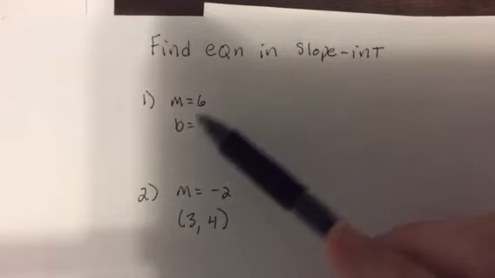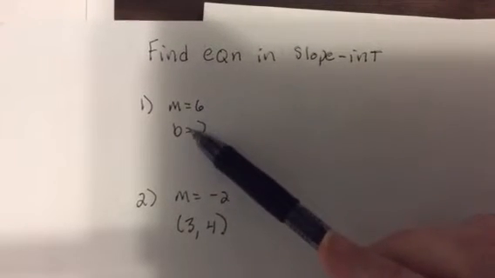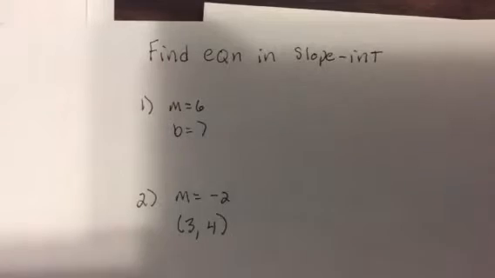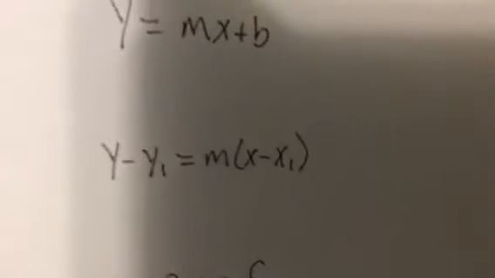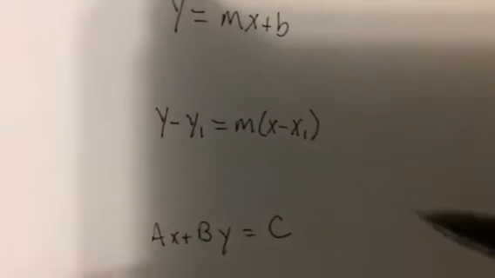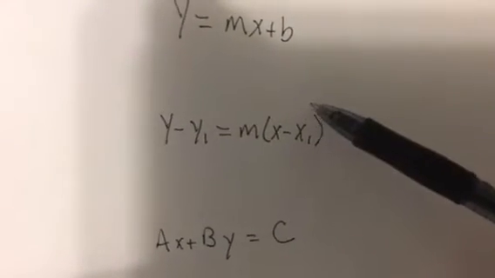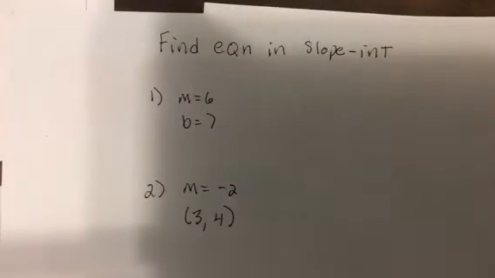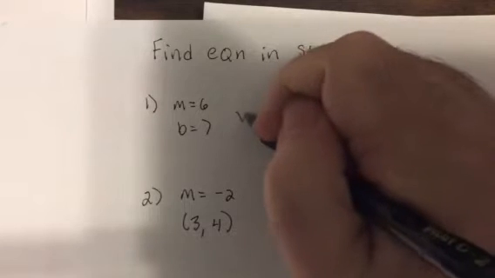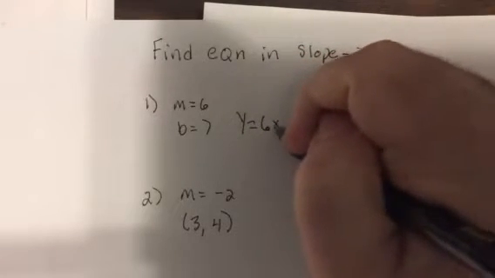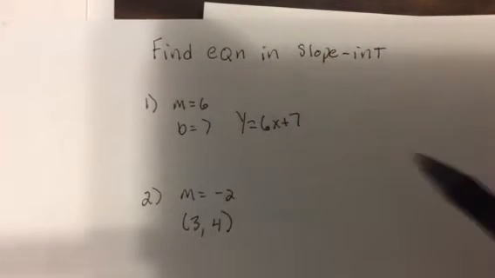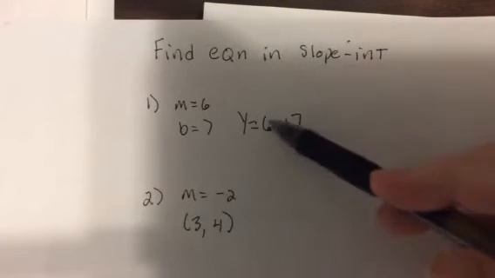So, first problem, I'm given a slope and intercept. What formula should I use? Let's see, which one deals with slope and intercept? Slope-intercept. So I just plug it in. And since it says I want it in slope-intercept, I'm done.